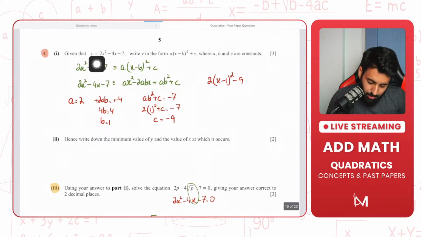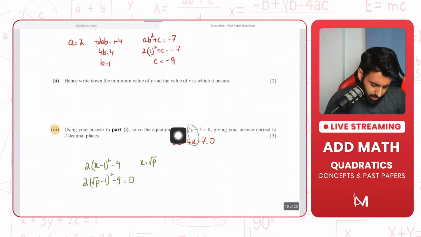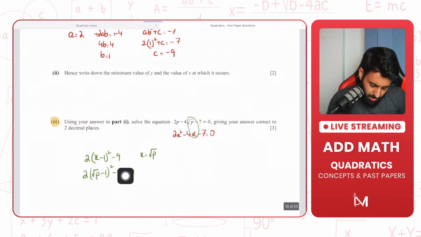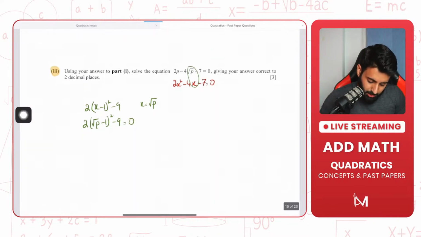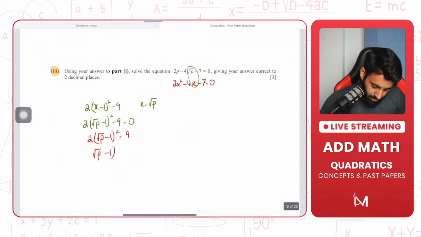So if you can write 2x² − 4x − 7 as 2(x − 1)² − 9, yes, you can use this for AS level as well. That means you can write this equation in completed square form as well. All you've got to do is replace x by under root p. Now, this is what we have to solve in simple terms: 2(√p − 1)² equals 9, so (√p − 1)² equals 9 upon 2.